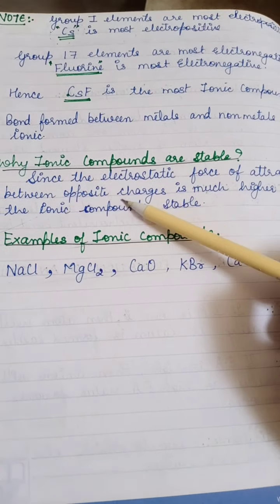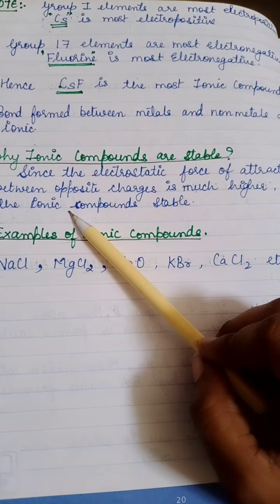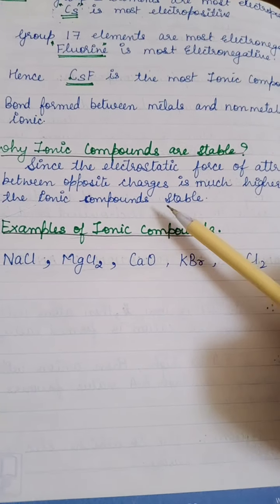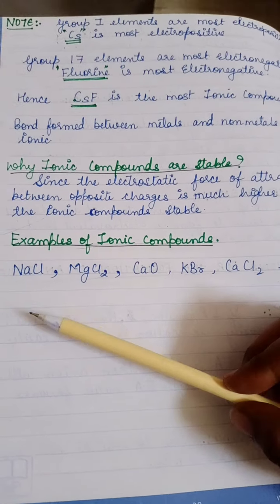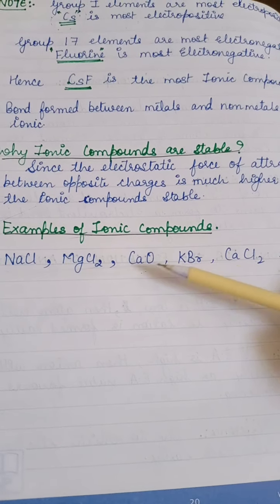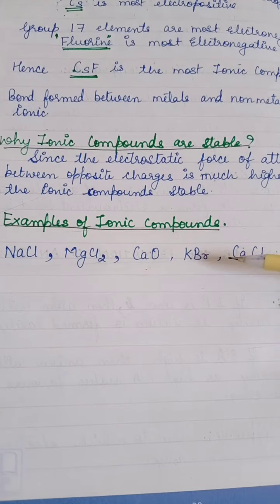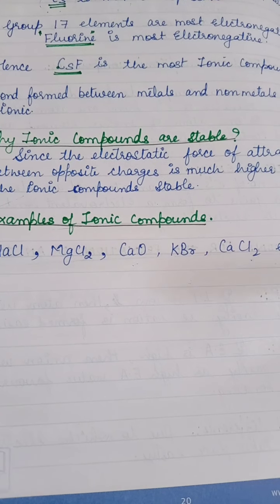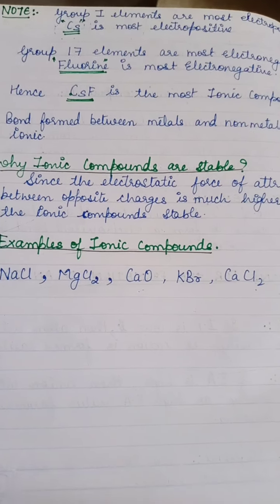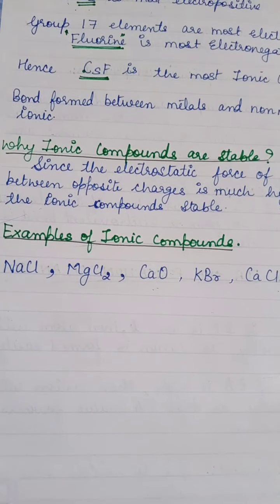Now, why are these ionic compounds stable? Since the electrostatic force of attraction between the opposite charges is much higher, it makes the ionic compound stable. Some examples of ionic compounds are NaCl, MgCl2, CaO, KBr, CaCl2: sodium chloride, magnesium chloride, calcium oxide, potassium bromide, calcium chloride, etc. I hope that you all have understood till here. The examples of ionic compounds for your syllabus will be discussed in the next class.